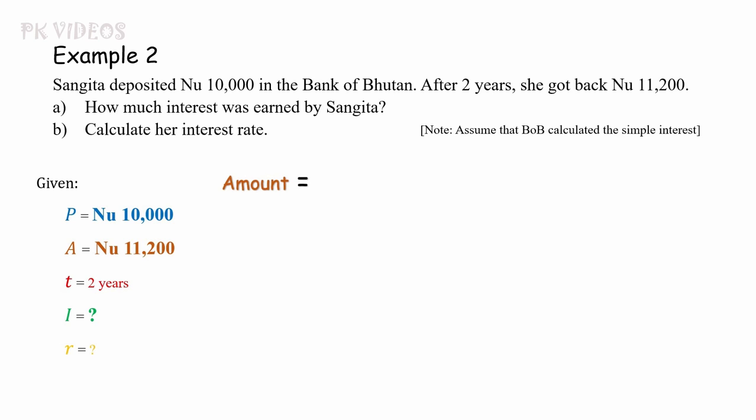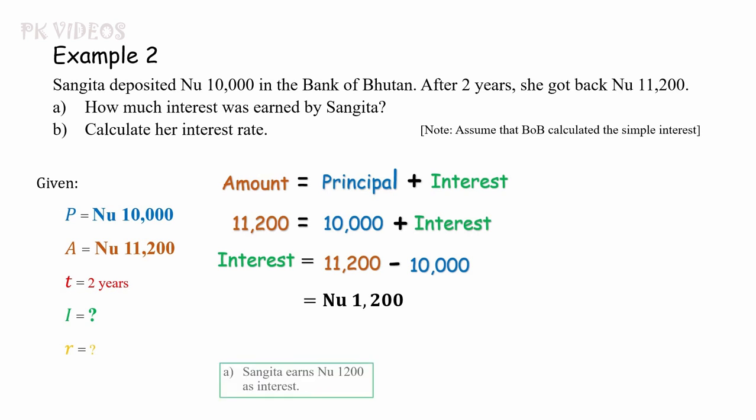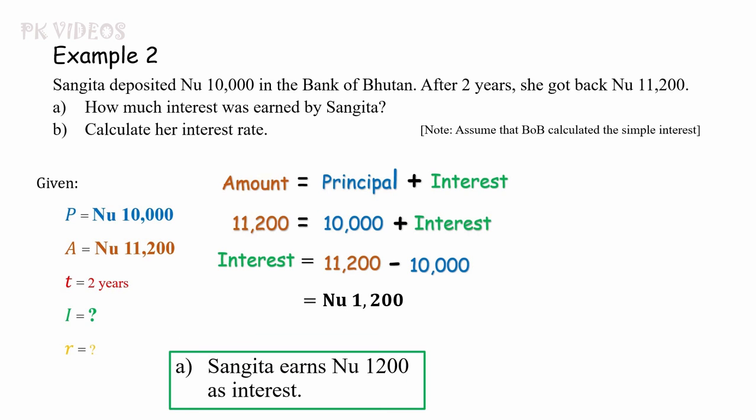So we know amount is equal to principal plus interest. We substitute the values of what is given. Amount, that is 11,200, is equal to principal, that is 10,000, plus interest, which we don't know. We make the interest the subject and take 10,000 to the other side, and that makes 11,200 minus 10,000. So interest will be 1,200. Therefore, Sangeeta earns Niltam 1,200 as interest.